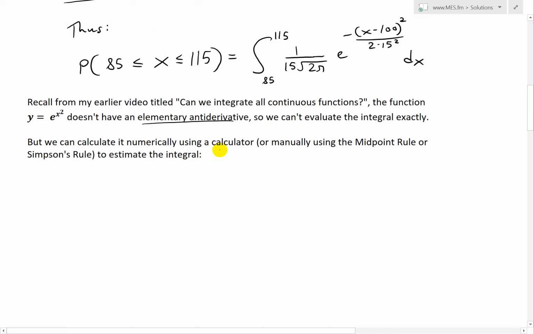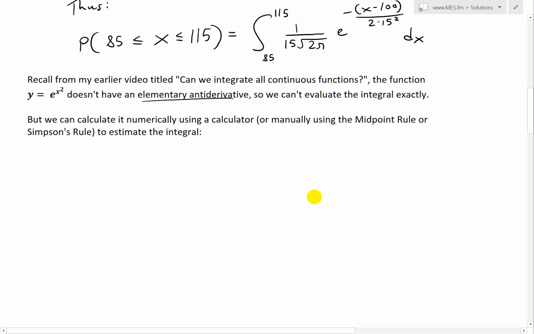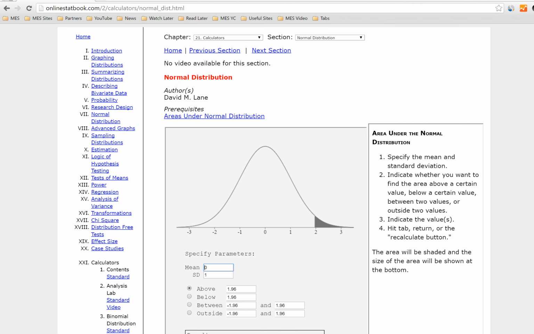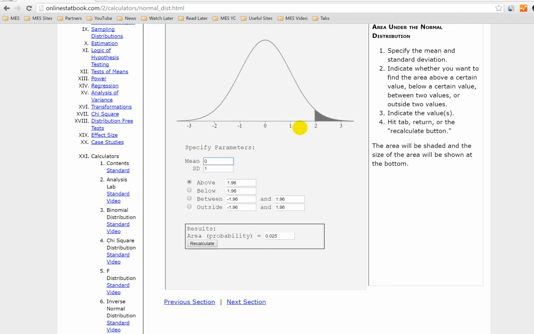And in fact, these calculators or anything online or computers, these pretty much use variations of the midpoint rule or Simpson's rule or other approximation methods. And in fact, I'm just going to pull up a calculator right here. It's just online. This is just a random website.